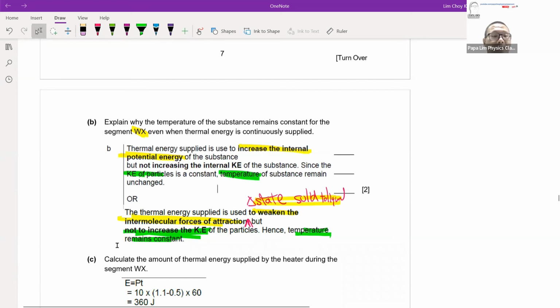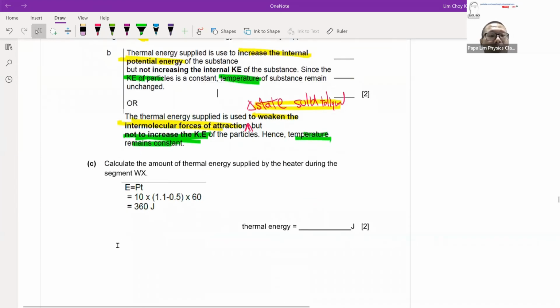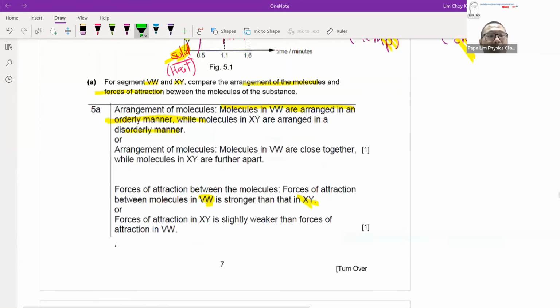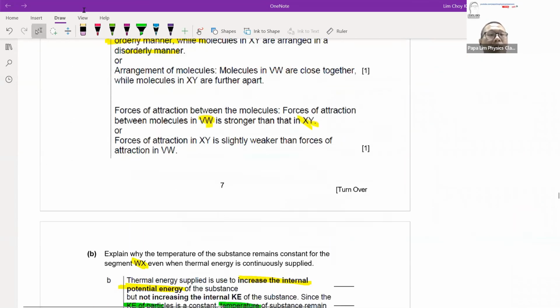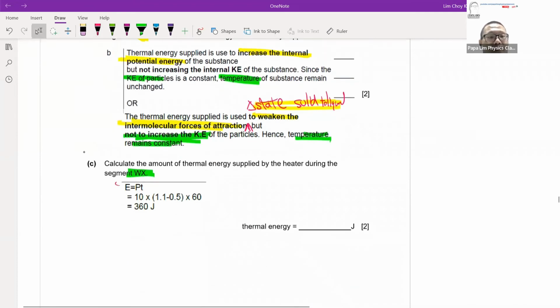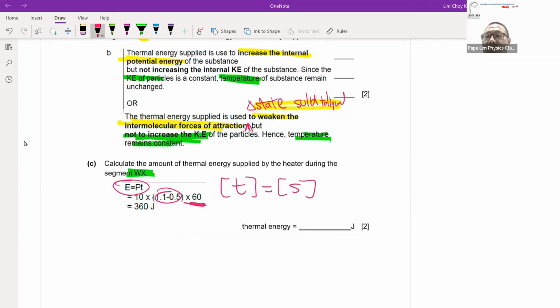Okay, then after that, the C is a small calculation. The energy needed for WX, energy given. There's 10 watts here, power. The basic formula you're looking at is power is energy divided by time, or energy is power times time. Given in the question, the time taken is from 0.5 minute to 1.1 minute. Remember our time here has to be in SI unit. The SI unit for time has to be in seconds. So that's why we multiply by 60, to convert the minutes to seconds. Then you'll get the answer straight away.